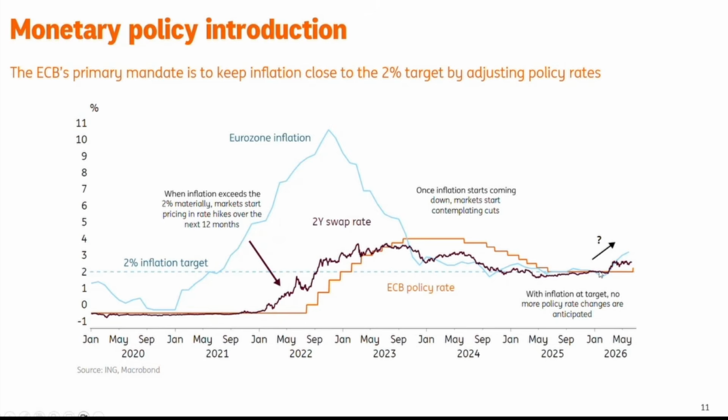But that good place, as Christine Lagarde iterated many times, was broken. And now you can see recently two-year swap rates have been going up again. Why? Because inflation expectations have increased, and that translates to expectations that the ECB will be hiking rates again, which they already did in July.